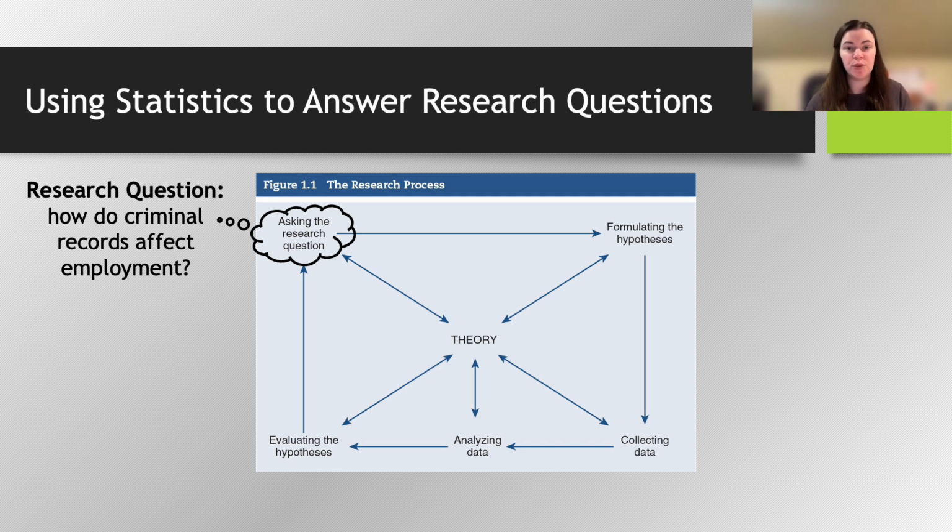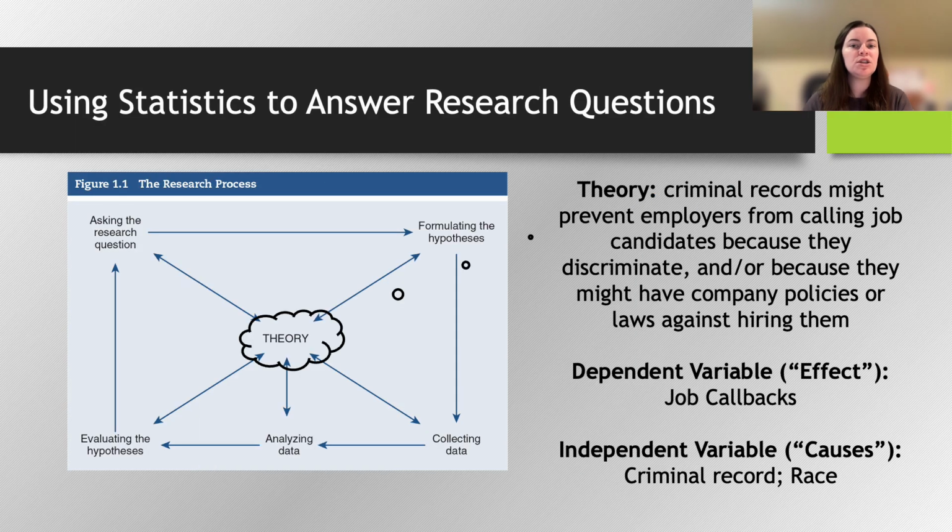In this case, Dr. Pager was interested in the idea of how do criminal records affect employment, and she measured this via the percentage of callbacks that those applicants received after they applied for those entry-level positions. To actually figure out how we would go about conducting this study, we also need to reference theory. So if you've taken the criminological theory class in the department, that's where that step comes into play. And so what theory tells us in this case is that criminal records might prevent employers from calling job candidates because they discriminate against them, or they might actually have policies company-wide or actual laws on the books that prevent them from hiring those individuals.